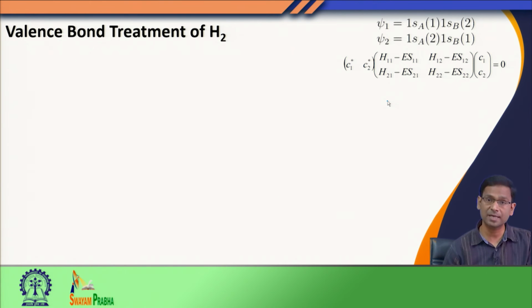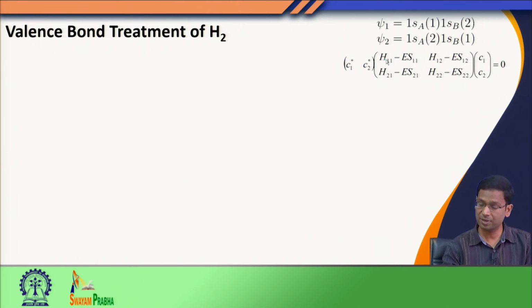If I had expressed my trial function as a linear combination of 3 or 4 or 5 functions, then I would have to solve the 3 by 3 or 4 by 4 or 5 by 5 secular determinant, but in this case I have this 2 by 2 matrix to look at.